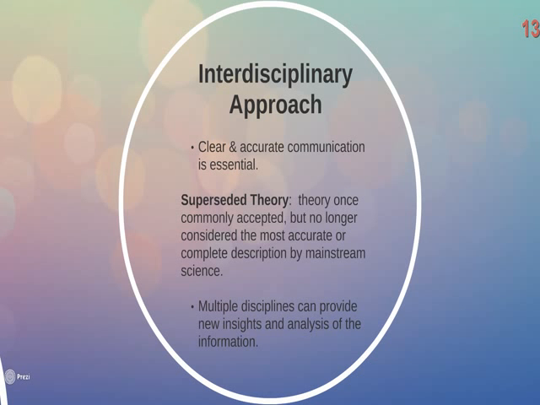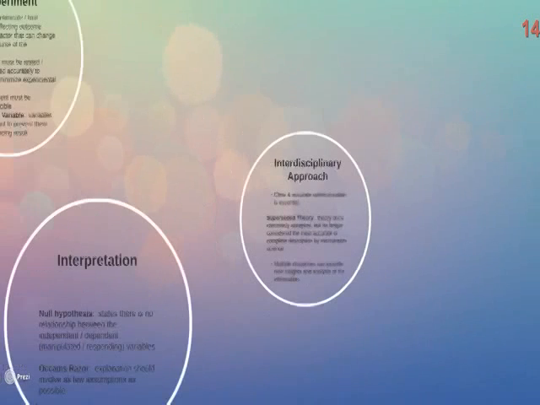Some of the big things that have been superseded through time is probably that the Earth was flat, and determining that it is actually round. But we still see this happen all the time with new research. By involving multiple disciplines, you can often put new insights into your work, and the analysis of the information can be a lot more beneficial to society overall if you have more eyes looking at it.